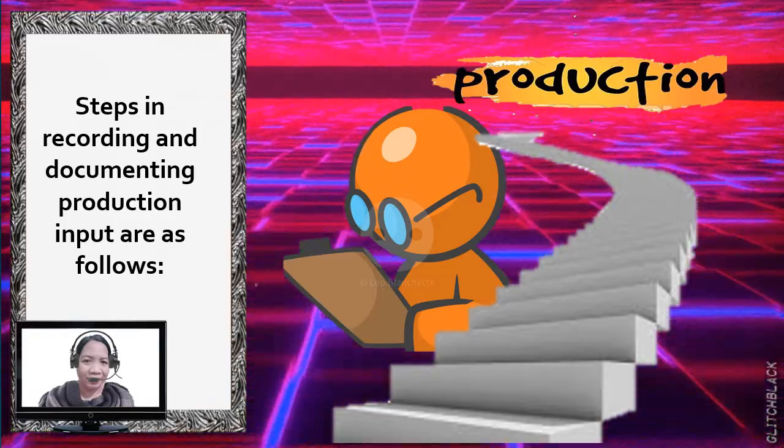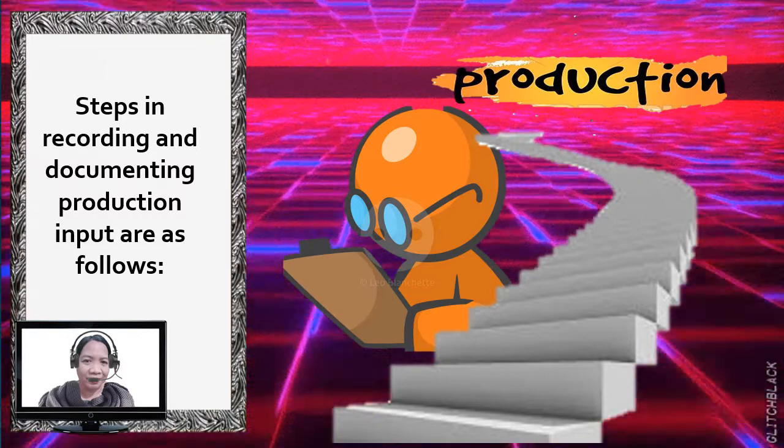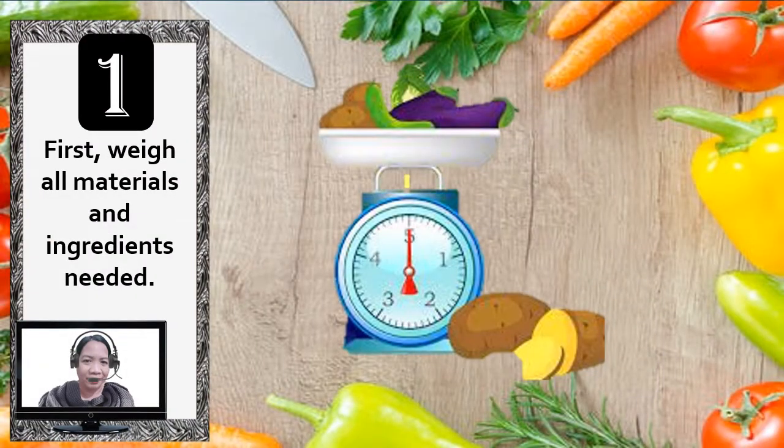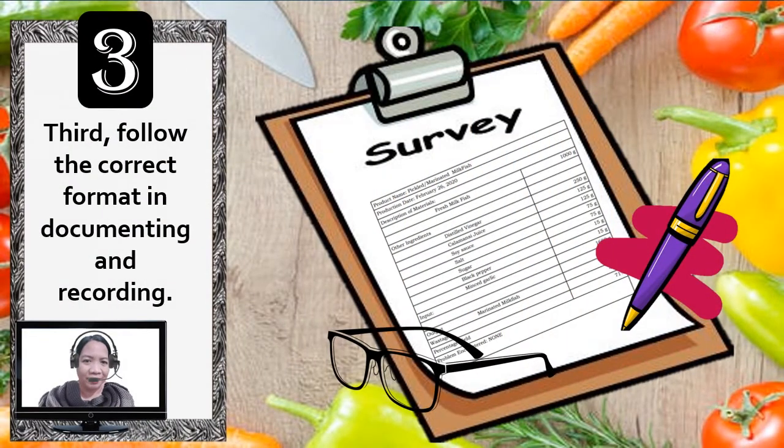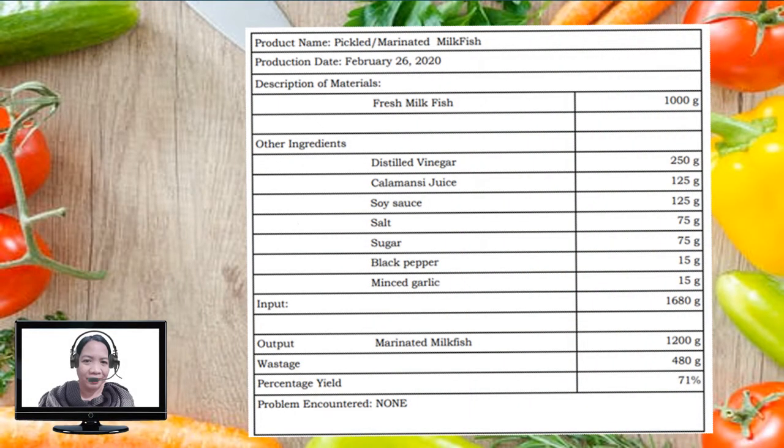Steps in recording and documenting production input are as follows. First, weigh all materials and ingredients needed. Second, make a necessary listing in your notebook of all the materials and ingredients used. It is important to note how much or how many. This is what we call recording or documentation. Third, follow the correct format in documenting and recording. This is one of the correct formats in recording and documenting data.